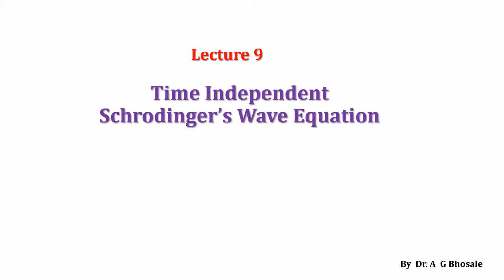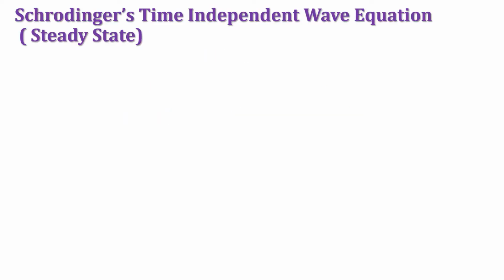Now we continue the earlier lecture. Our today's topic is the time independent Schrodinger's wave equation. Here we derive Schrodinger's time independent wave equation. This equation is also known as the steady state wave equation.